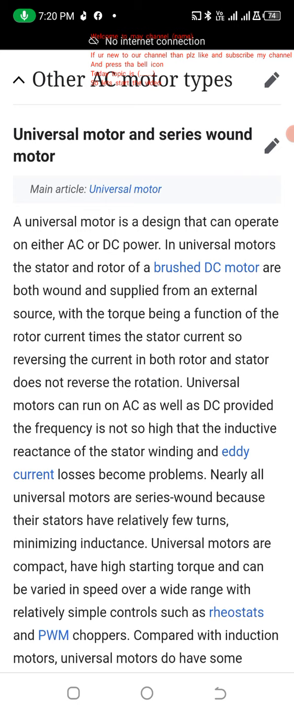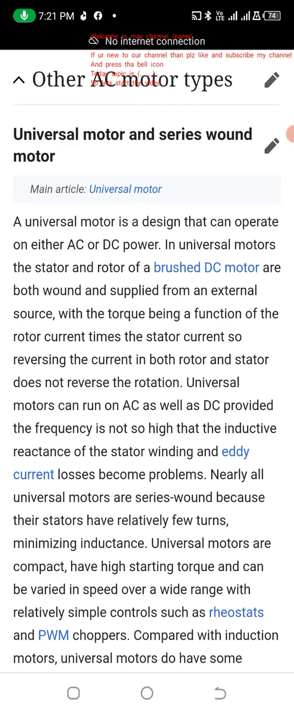A universal motor is designed so that it can operate on either AC or DC power. In universal motors, the stator and rotor of a brushed DC motor are both wound and supplied from an external source, with the torque being a function of the rotor current times the stator current, so reversing the current in both rotor and stator does not reverse the rotation.